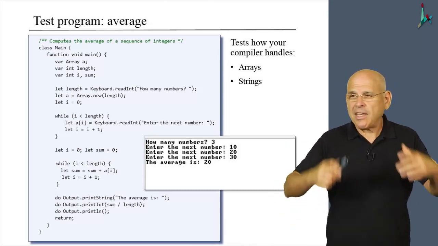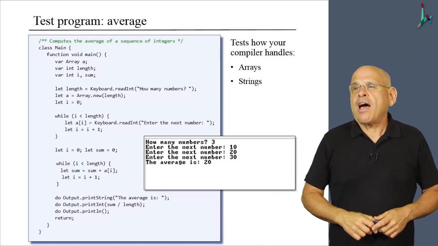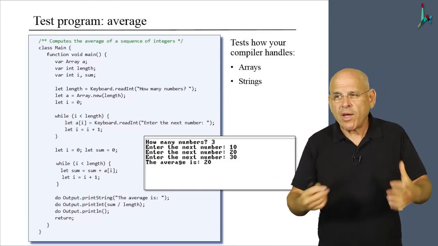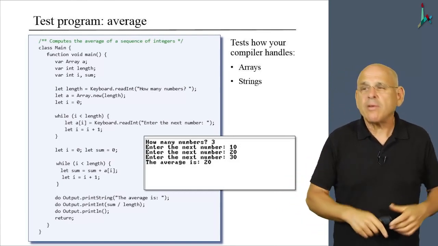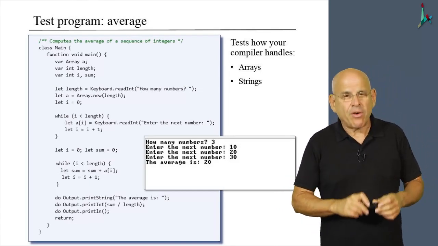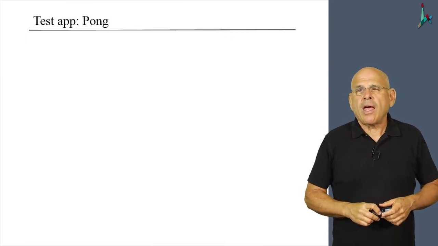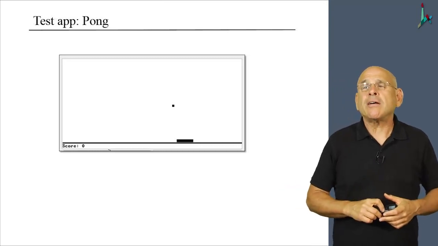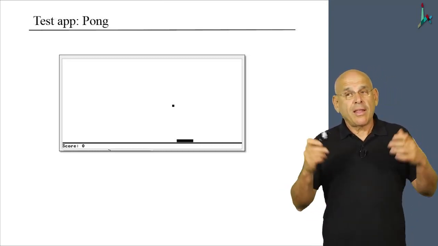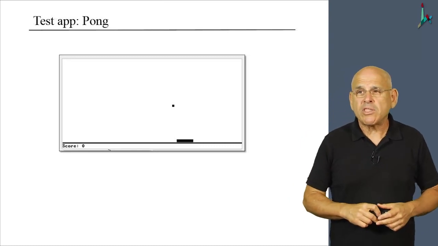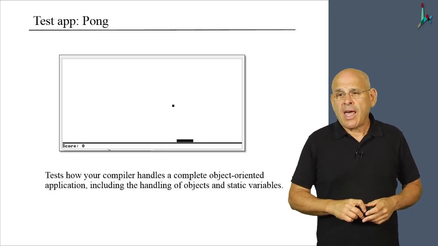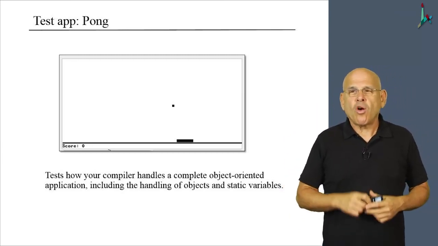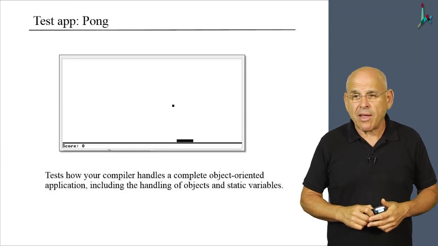So once again, I said it several times, I will say it again. Once you think that your compiler knows how to handle arrays and strings, you are welcome to test it on the Average test program. And the next program, one before the last test program, is called Pong. That's yet another program that we saw several times during the course. And this program is a complete object-oriented interactive game.